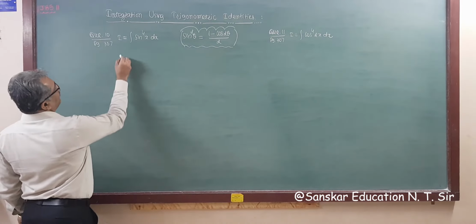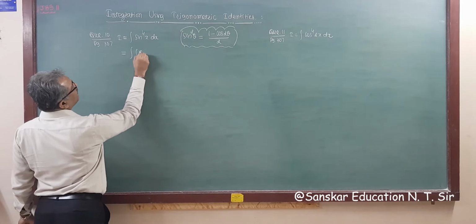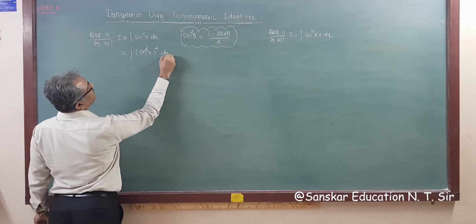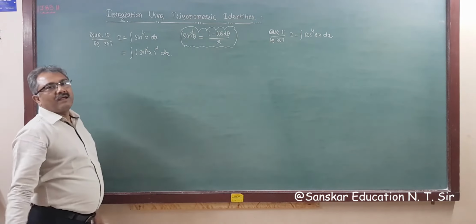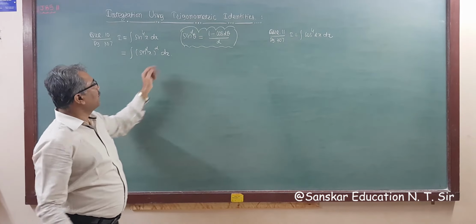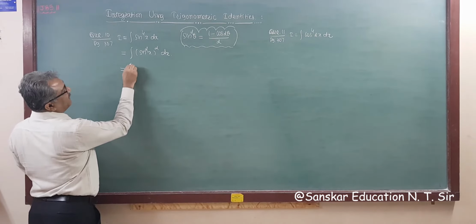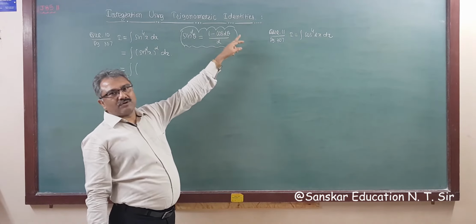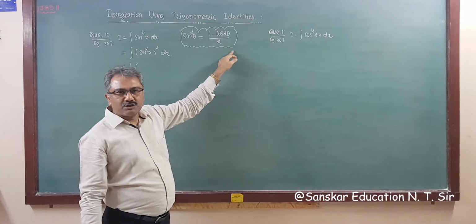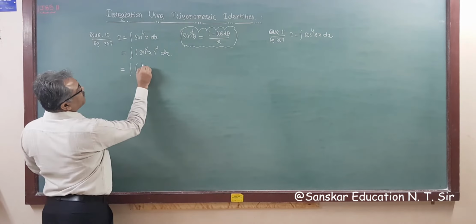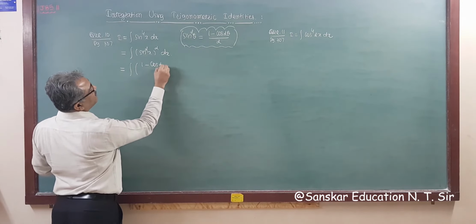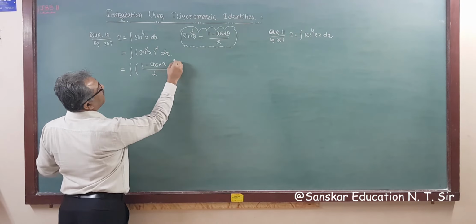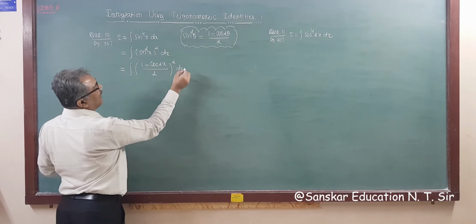So can I write like this? Integration of sin square x whole square dx. Now applying this formula, what do we get? Instead of sin square, you have to write 1 minus cos twice x by 2. So substituting this, we get 1 minus cos twice x by 2 whole square dx.